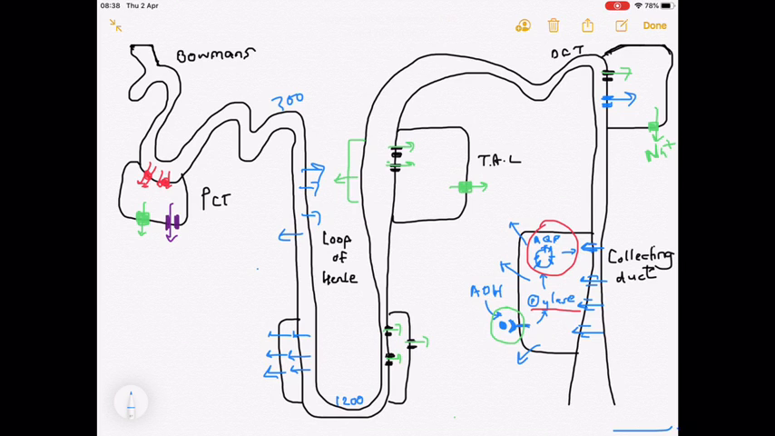Conversely, if we're well hydrated, then the osmoreceptors will not shrink, they'll be swollen, and then that won't release as much ADH, and therefore we won't get as many aquaporin channels inserted, and therefore less water is reabsorbed, and our urine would be more diluted.